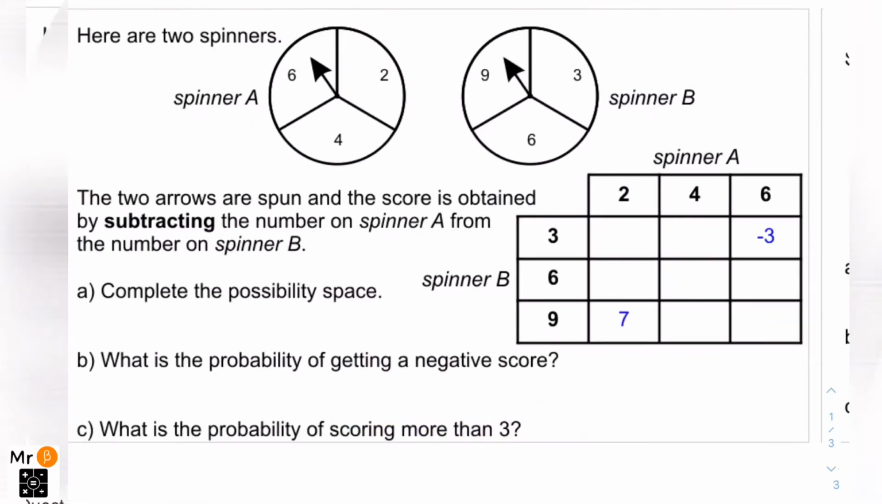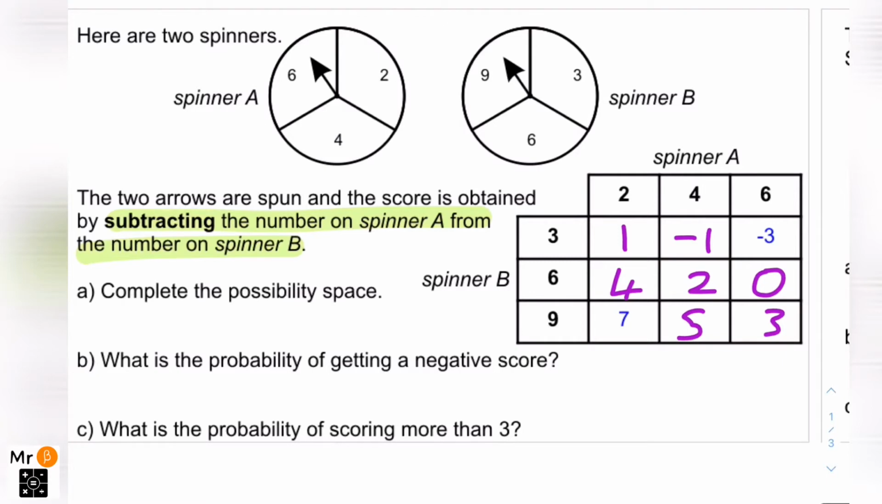So 4 ninths. So this next question, we are going to be subtracting the number on spinner A from the number on spinner B. So 3 subtract 2 is 1, 3 subtract 4 is -1, 6 subtract 2 is 4, 6 subtract 4 is 2, 6 subtract 6 is 0, 9 subtract 2 is 7, 9 subtract 4 is 5, and 9 subtract 6 is 3.